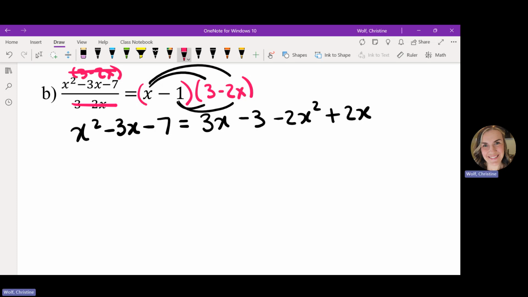What do you want me to do? Keep them on the left or keep them on the right? You want to keep them on the left? Okay, let's keep them on the left. Minus 3x plus 3 plus 2x squared minus 2x. I'm going to cancel, cancel, cancel, cancel.